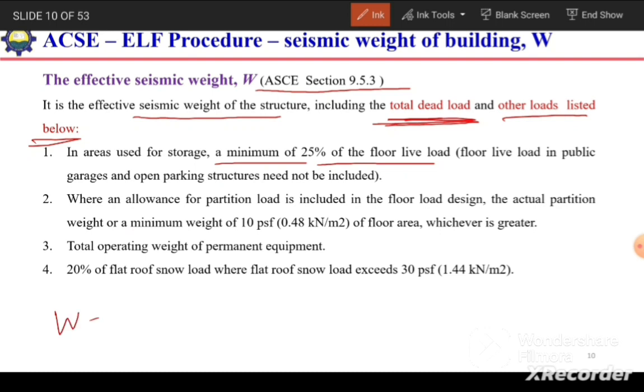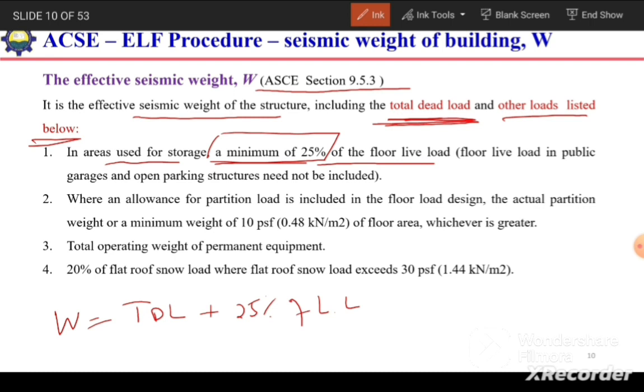Meaning W will be equal to total dead load plus 25% of live load in case of storage. If the building is used for storage, in that case we need to consider 25% of the storage load or the live load for which the building is designed.